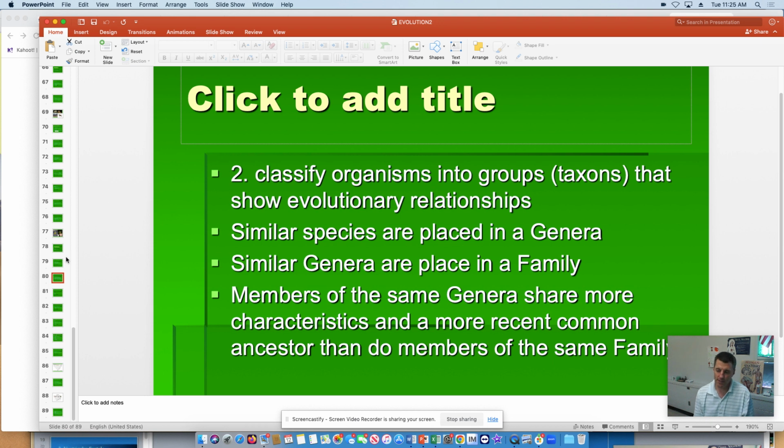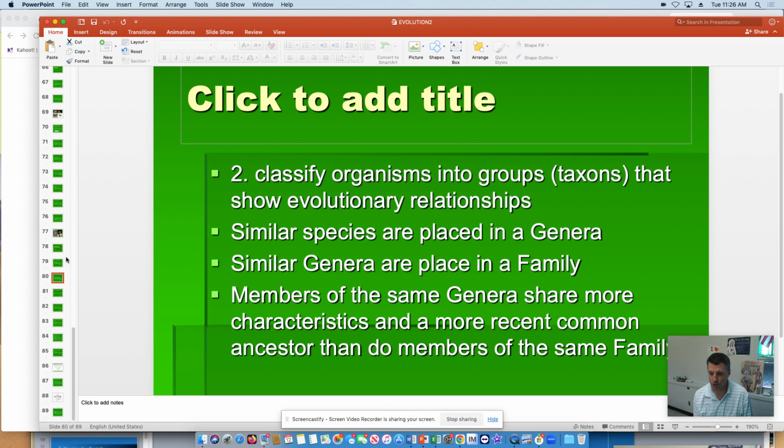The second purpose of it is just to classify them into groups, to give them a place. So, first of all, just to identify them. Secondly, to give some indication of what they are more closely related to. Similar species are placed in a genera, and similar genera, that's genus, are placed in a family. And so members of the same genus or genera share more characteristics and a more recent common ancestor than do members of the family. And as we go up into bigger and bigger groups, we're going to find that there's less and less commonality or a more and more distant common ancestor.